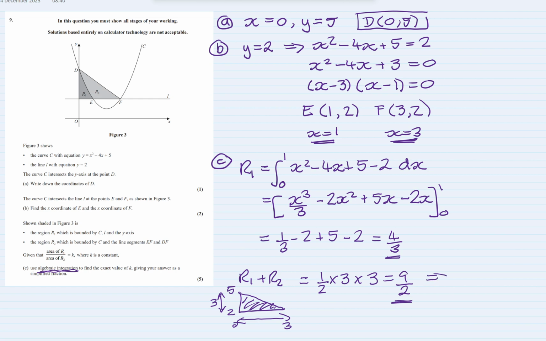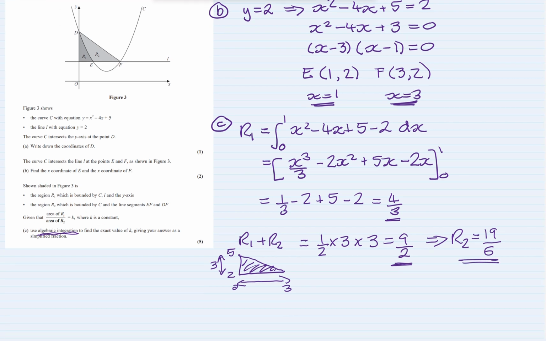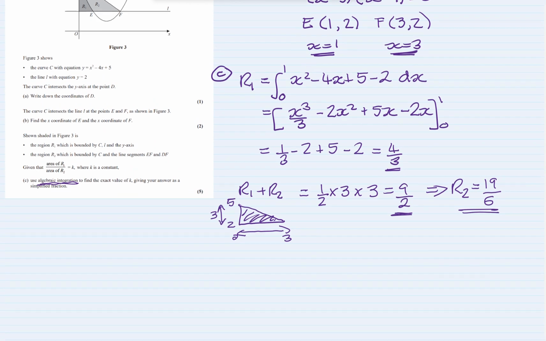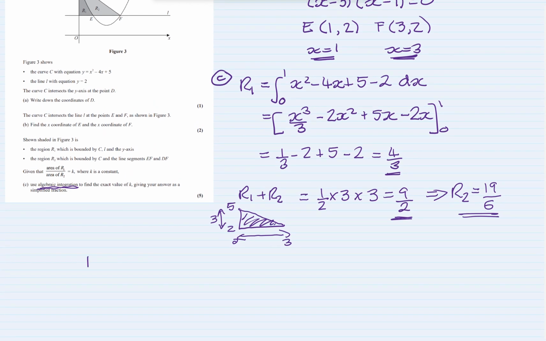So that allows me to find out what R2 is. So that means the area of R2 is equal to 9/2 minus 4/3, which is 19/6. So we know what the area of R2 is. So let's think about what the question's asking then. It says that K is equal to the area of R1, which is 4/3, divided by the area of R2, which is 19/6, and that gives me 8 over 19.